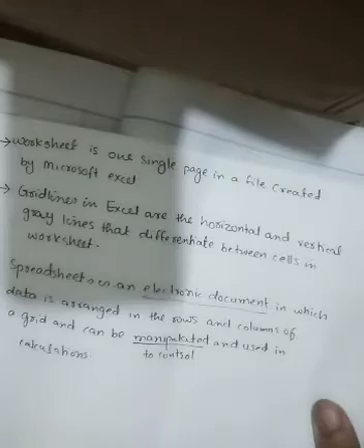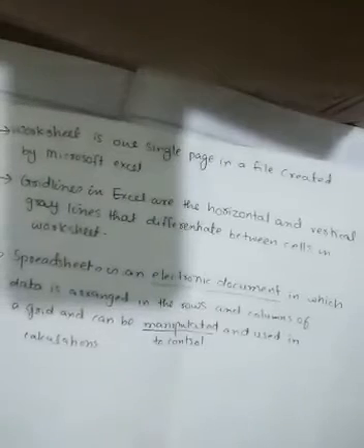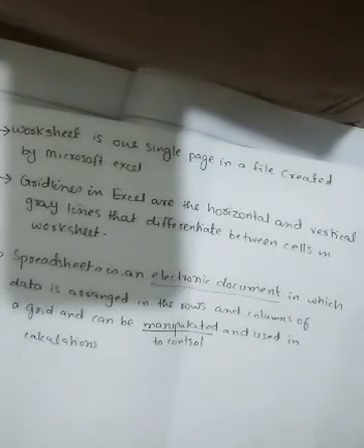A spreadsheet is an electronic document. A document is a paper form, like this is the document, a single document. If I create it in a computer, and then I get a hard copy of it by printer, that is MCQs in our chapter 2. So this is the hard copy now.